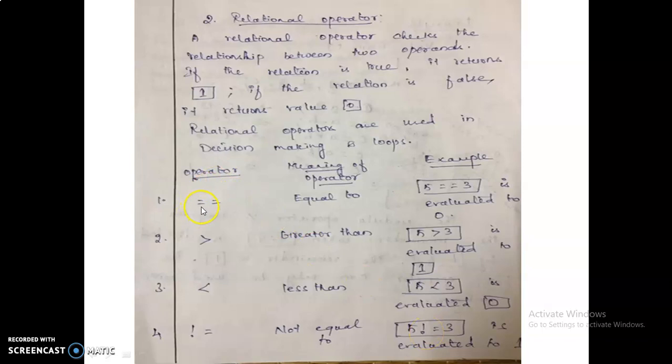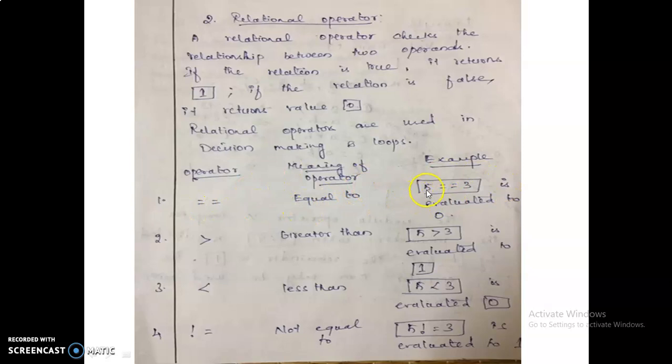The first one is equal to. Here we use double equal to for comparing numbers, because in C a single equal to is used as an assignment operator. So double equal to is used for the comparison of two numbers, whether they are equal or not. That is checked by this double equal to.